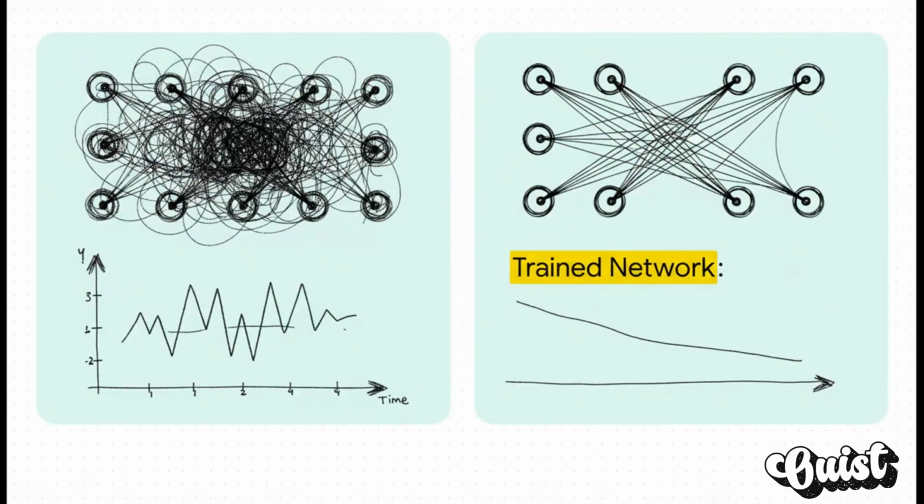And this is what that process looks like. It's a total before and after story. On the left, you have the before, the untrained network. Its connections are a random mess. Its predictions are just wild guesses. And its error rate? It's sky high. But on the right, after all that training, after millions of those tiny corrections, the connections are optimized, the predictions become accurate, and look at that error rate. It just drops right down. The network has actually learned the pattern.